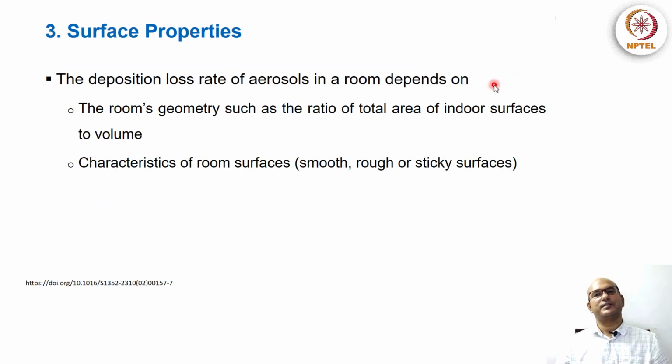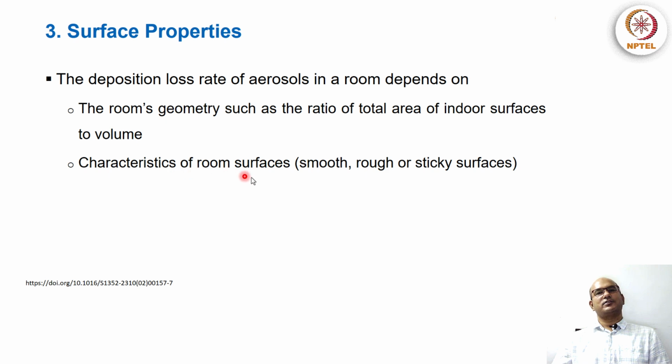Finally, we have the surface properties. So the deposition loss rates of aerosols can also depend on the room's geometry, such as the ratio of total area of indoor surfaces to volume. So within a given room, how many surfaces are available? The larger the surfaces, the more chance of a particle coming in contact with the surface, and hence the larger the chance of deposition at the surface. So the amount of such surfaces available is important.